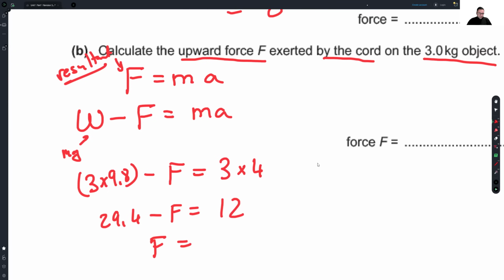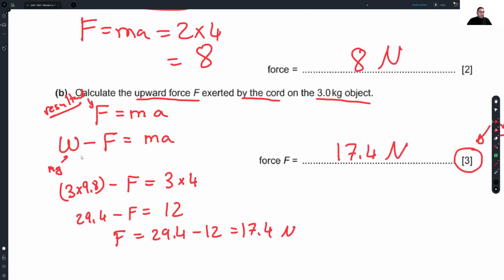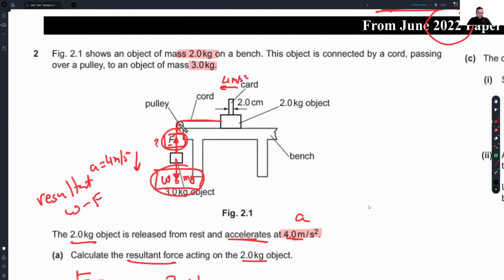And F is equal to, this goes here, 29.4 minus 12, which is 17.4 newtons. Honestly, this should have been 30, because it's 3 times 10. So 30 minus 12 is 18. Mark scheme is 18, but still. Again, just to remind you, why is it W minus F? Because the weight is greater than that force in the cord. So the resultant force is W minus the F, the weight minus the force in the cord.